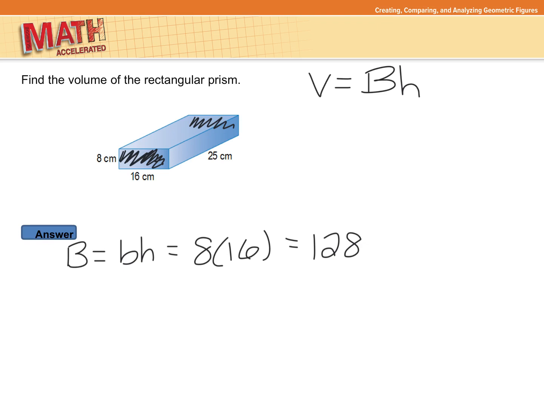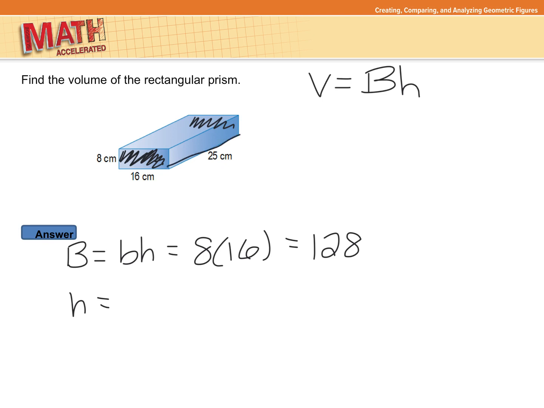You'll get 128. Okay. What else do we need for our volume formula? We found capital B. Now we need the height. Now, again, is the height of the base or is it the height of the prism? The prism. How do we find the height of the prism? It is 25.